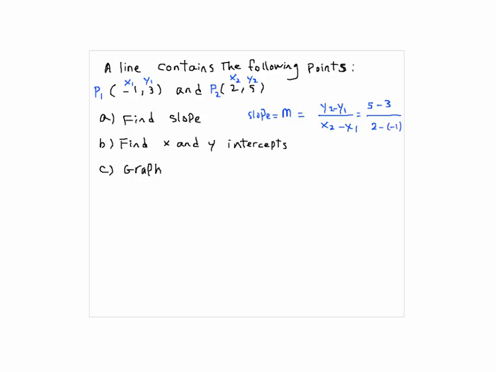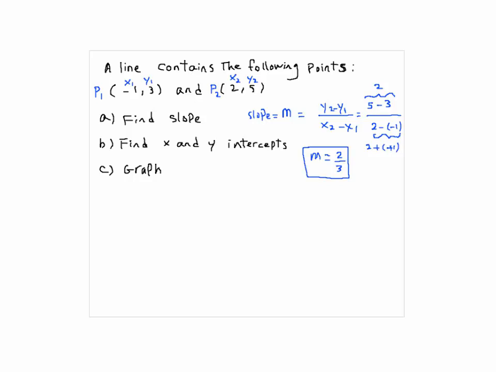So can somebody tell me what the slope is? 2 over 3. So that would be 2 plus 1. So it would be 2/3. Very good. So we find the slope.